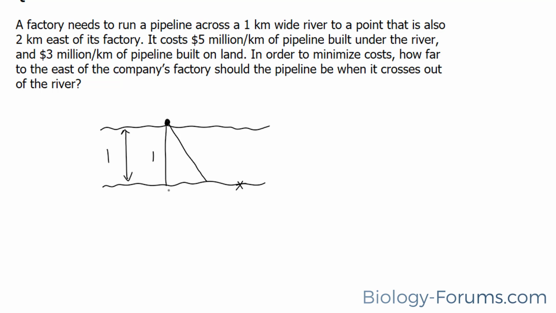And also, we know that the distance from here to here will be 2. We don't know the distance from here to here, so we're going to call that x. So what we can do at this stage is first find out the length of this line. And we can do that quite easily by using the Pythagorean theorem. That is a right triangle.